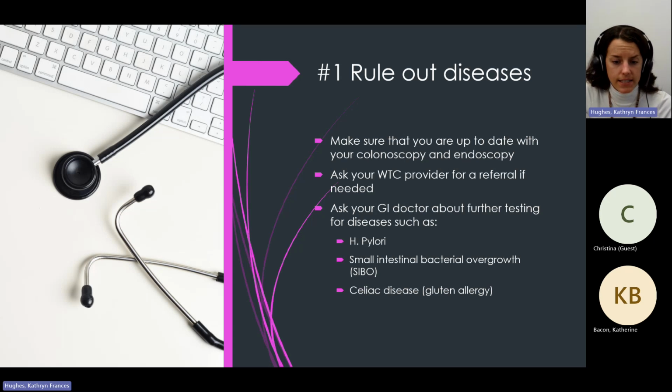And then celiac disease testing, aka that gluten allergy, is not something that WTC covers, but we do see it a lot. So I always recommend people ask their GI doctor for blood work for that, or they can actually biopsy when you're getting a colonoscopy as well. There are diagnoses out there that we want to rule out, because if we're living with something like celiac and don't know it and eating gluten, it's going to cause a problem.